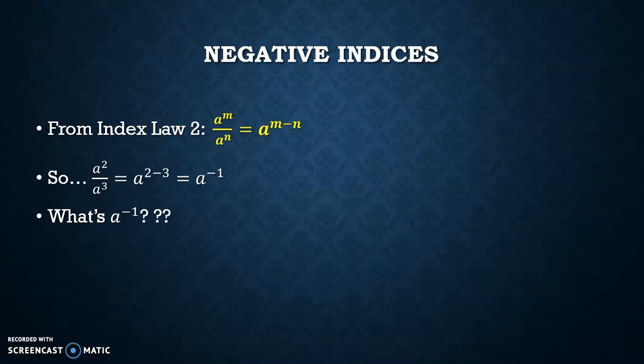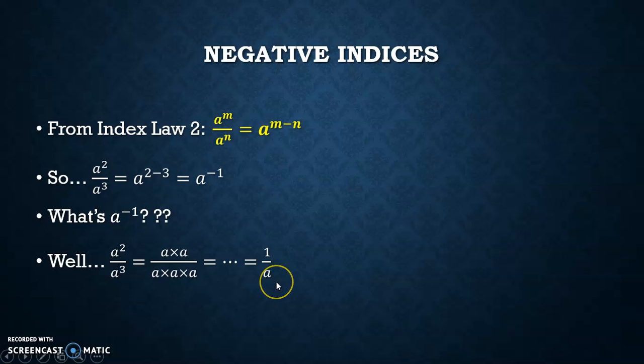What does negative 1 mean? Well, if we use our normal knowledge for division, we know that a to the power of 2 divided by a to the power of 3 should equal 1 over a. So there we have it: a to the power of negative 1 equals 1 over a.